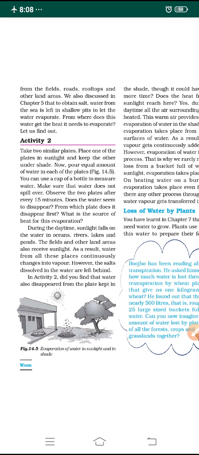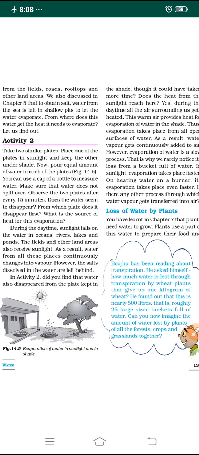Even the salts dissolved in the water are left behind, but the water is evaporated. So this is what evaporation is. Due to the heat of the sunlight, the water disappears, and it is evaporated in the form of vapor. So this is what we studied. Now let us continue the activity number 2 with the remaining explanation.